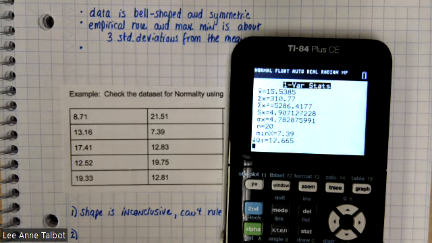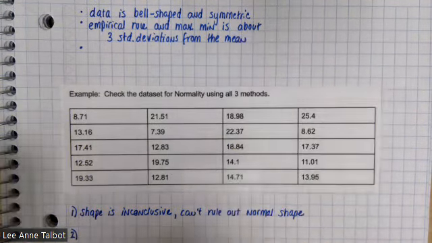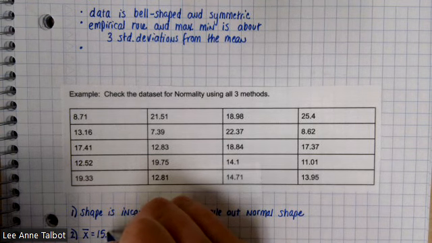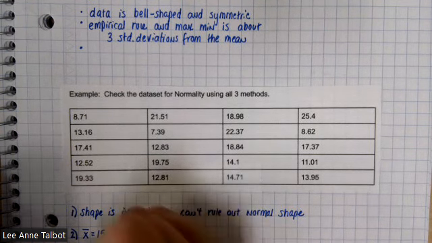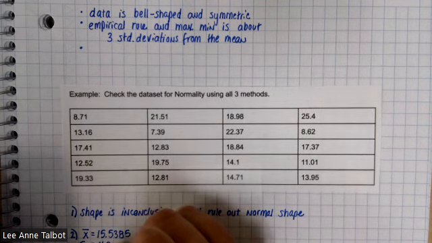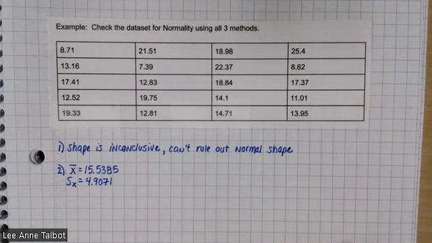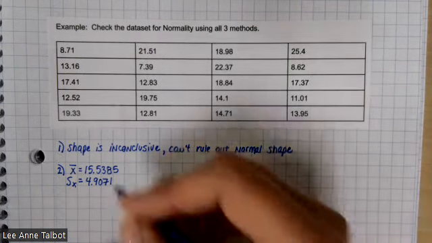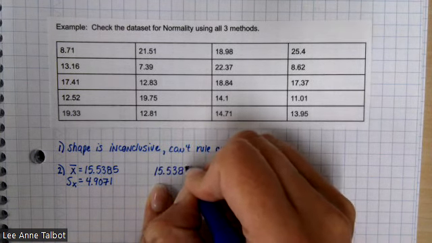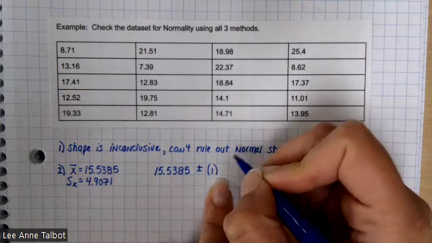Did we get the same thing? 15.5385? Anybody? Okay, so I got the mean is 15.5385, and the standard deviation is 4.9071. Okay, so 15.5385 plus or minus one standard deviation on either side.